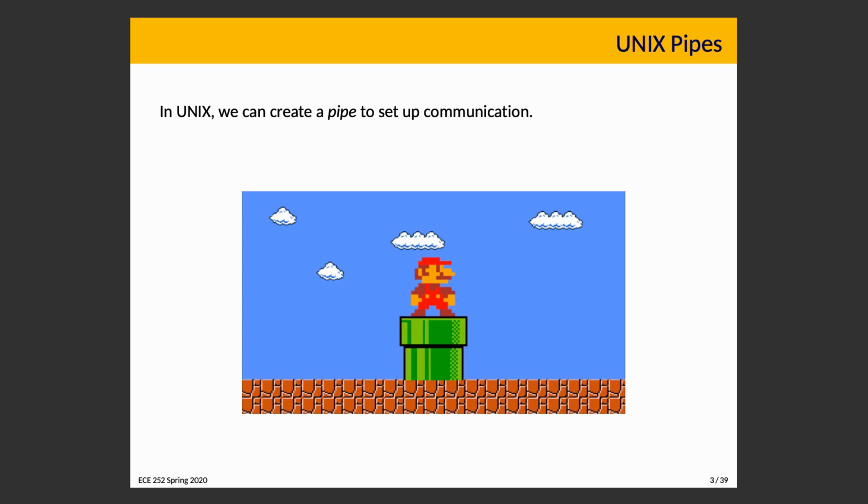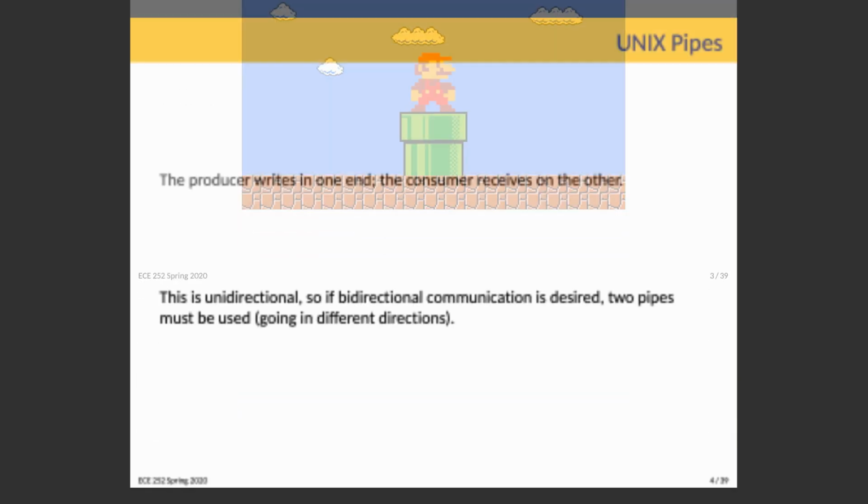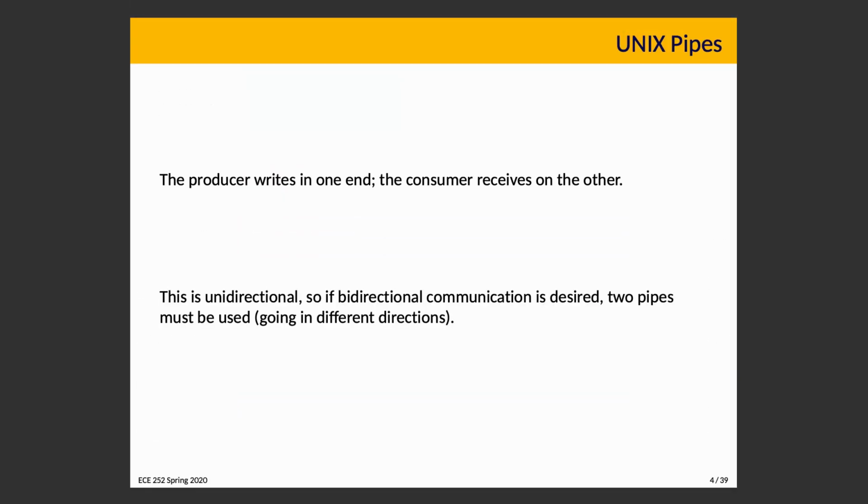Now, you create a pipe to establish communication from one process to another, usually between a producer and a consumer, because pipes are unidirectional. The producer writes in one end, and the consumer receives the data that was put into the pipe on the other end. If bidirectional communication is desired, you need two pipes, and they are set up so they go in different directions.